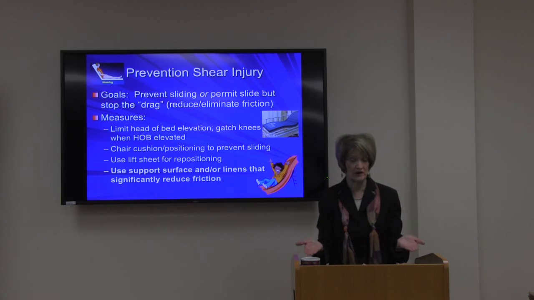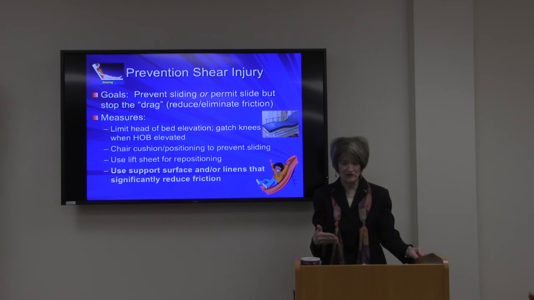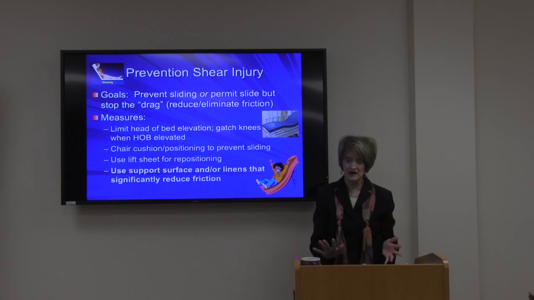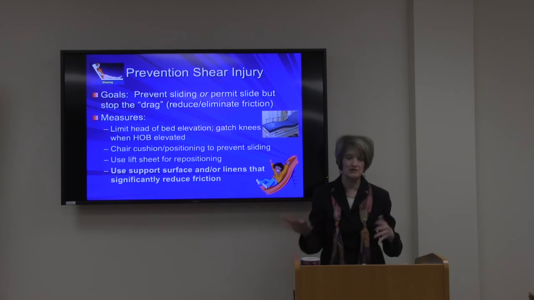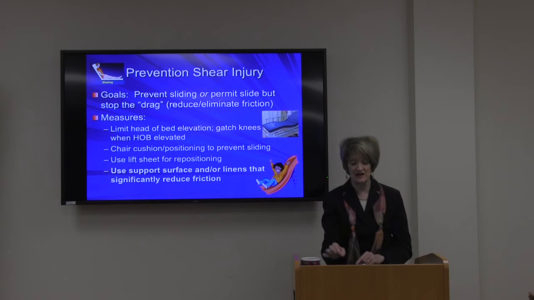So I remember when low air loss surfaces with Gore-Tex covers first came out, and people were very concerned because the bed looked so untidy, because the sheets wouldn't stay in place, the patient wouldn't stay in place, but their skin looked much better. So that's the point. If they're going to slide, you want all tissue layers to slide together.